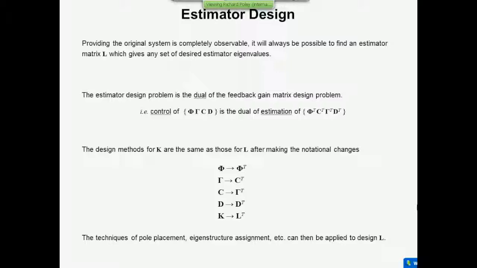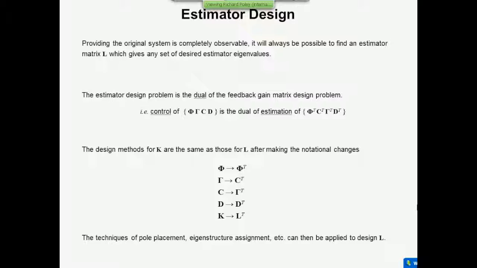Now, there is similarity, you'll have noticed, between some of the equations for estimator design and for controller design. The eigenvalues of the estimator are at phi minus LC, and the eigenvalues of the feedback controller are at phi minus gamma times K. I've explained previously the property of duality, which we can now exploit for estimator design, because the dual of the system phi, gamma, C, D is phi transpose, C transpose, gamma transpose, D transpose. And not only that, but the K and L matrices are related by a transpose as well.